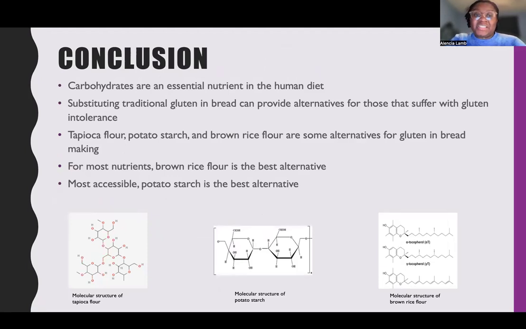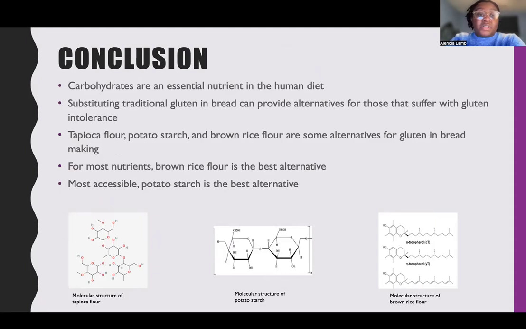So, in conclusion, carbohydrates are an essential nutrient in the human diet, in either the form of sugar, such as fruit or milk, starch, such as beans or rice, or even in the form of fiber, such as whole grains, nuts, or vegetables. But consuming gluten isn't always available via bread products, being that there are those individuals who suffer with gluten intolerance or gluten allergies. So, substituting traditional gluten in bread can provide alternatives for those that suffer with intolerance, especially when it is produced in a safe environment free of contaminants.